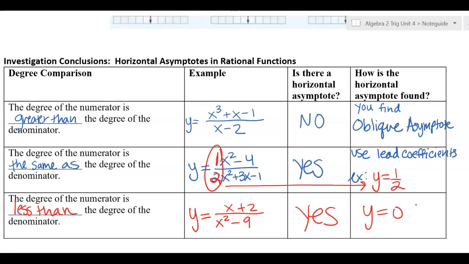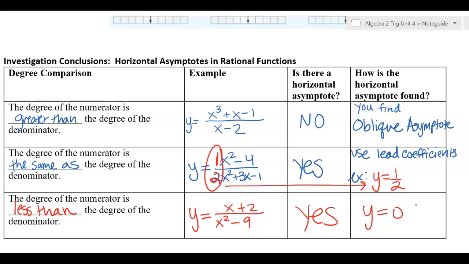I will have something else guiding my ends, and we'll get used to this vocabulary. We call it an oblique asymptote. Some textbooks call it a slant asymptote because it's literally usually a line that has a slope instead of a horizontal line. Okay? Is this all right with everybody?